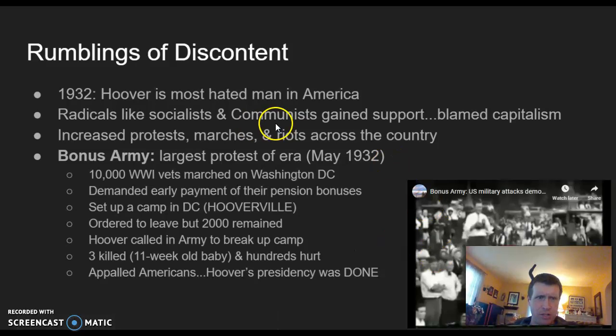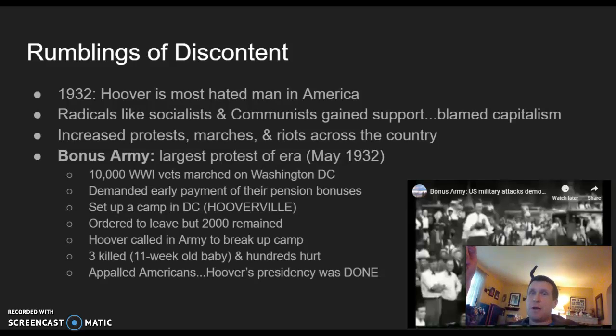I do want to point out this Bonus Army. Another reason Hoover was so hated was the way he treated America's veterans. The Bonus Army was a group of 10,000 World War One veterans that in May of 1932 marched to Washington, D.C. because they wanted to be paid early the bonuses they were promised for fighting in World War One. They felt that it was extraordinary times and that they needed cash, so they marched on DC. America loves its veterans. We've always treated them with respect, honor, and dignity. And these are men that fought for our freedom in World War One.